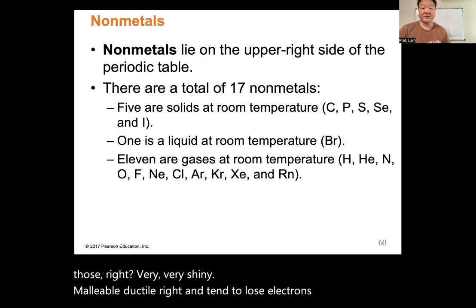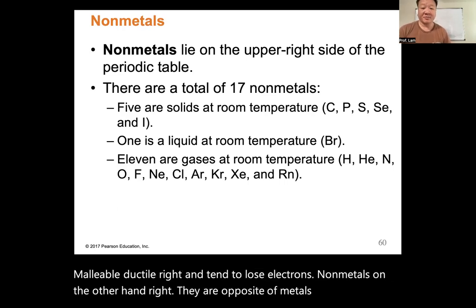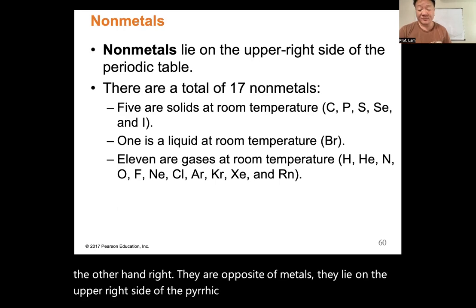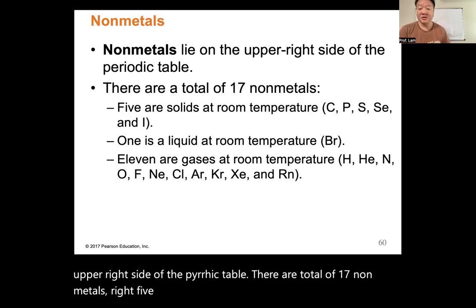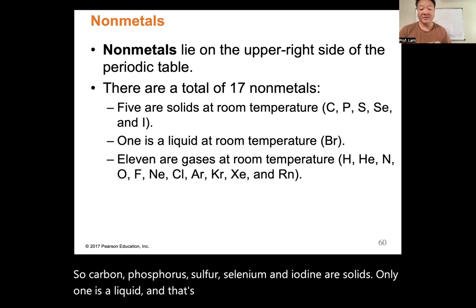Nonmetals, on the other hand, are the opposite of metals. They lie on the upper right side of the periodic table. There are a total of 17 nonmetals. 5 are solids at room temperature: carbon, phosphorus, sulfur, selenium, and iodine are solids. Only 1 is a liquid, and that's bromine. And then 11 are gases at room temperature.